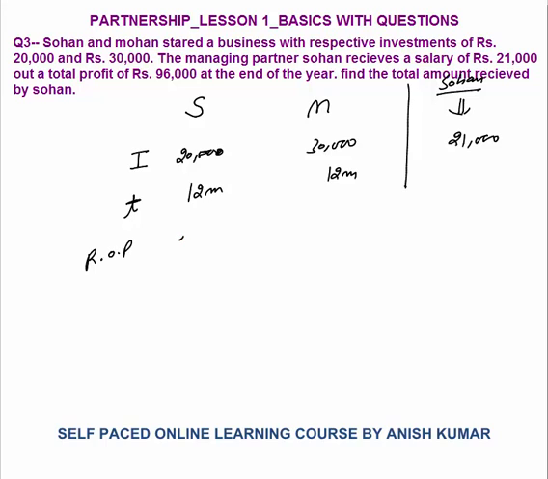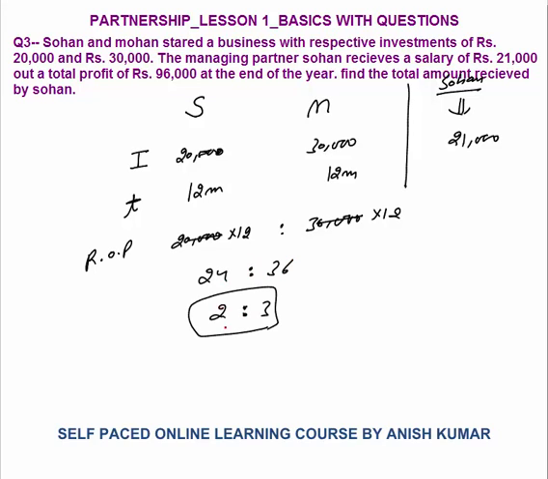So ratio of profit will be investment into time. 20,000 into 12, 30,000 into 12. 40 and 40 get cancelled out. This is 24, this is 36. Can I say this is 2 is to 3? Or simply you can say that when the time period is the same, the profit will be in the ratio of investment. Investment was in the ratio 2 is to 3. So profit will also be in the ratio 2 is to 3.